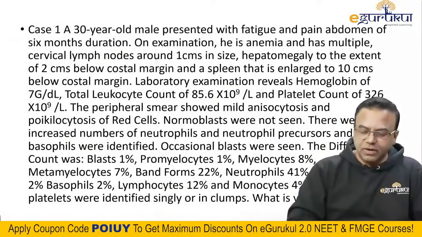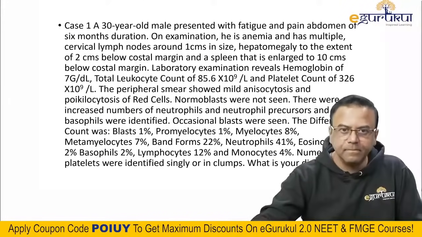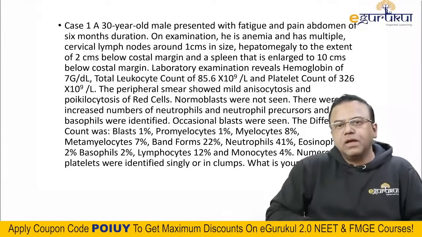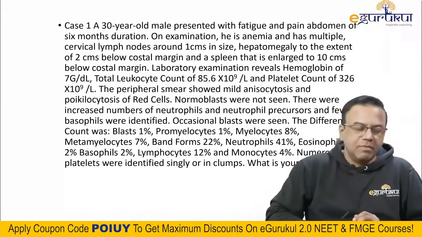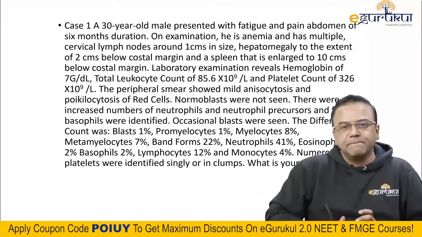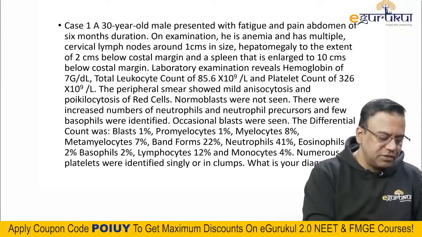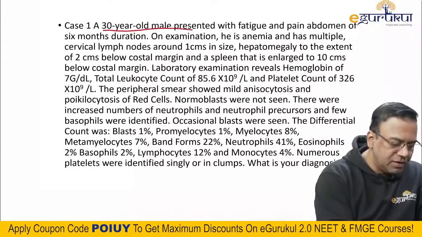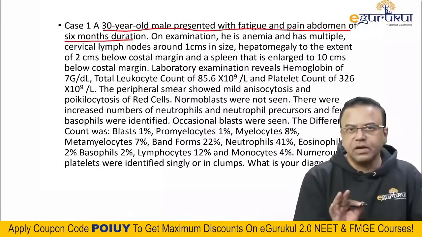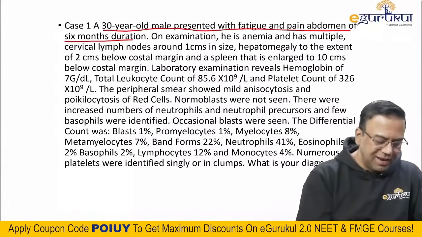Okay, moving to the next one. This is a 30-year-old male presented with fatigue and pain abdomen. Remember, you're seeing such a big question, but whenever you see these kinds of questions, remember the trick. To answer these questions, look at the first statement: a 30-year-old patient came with fatigue and pain abdomen of 6 months duration. That's the first point. Then the last sentence.